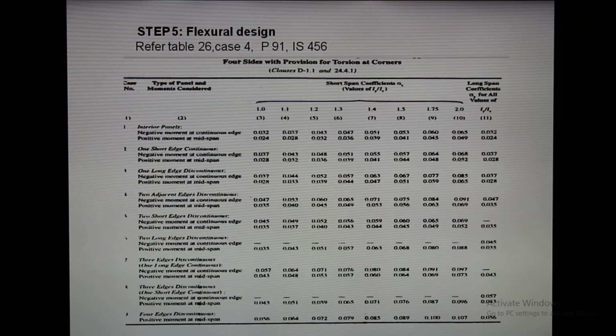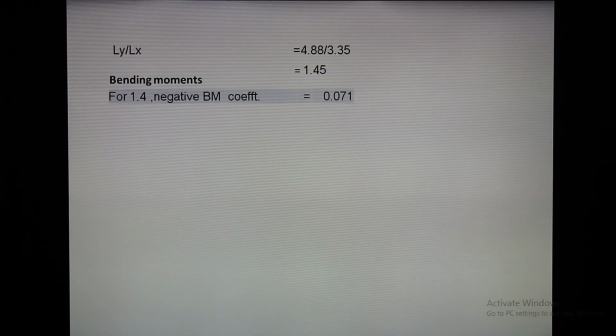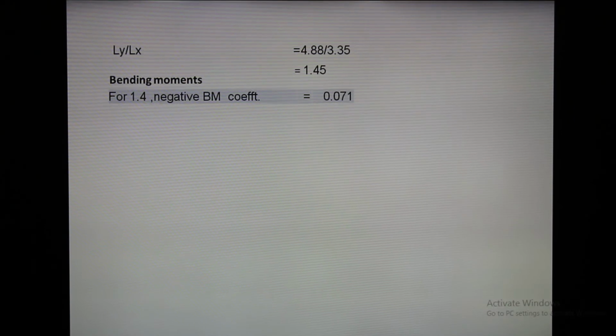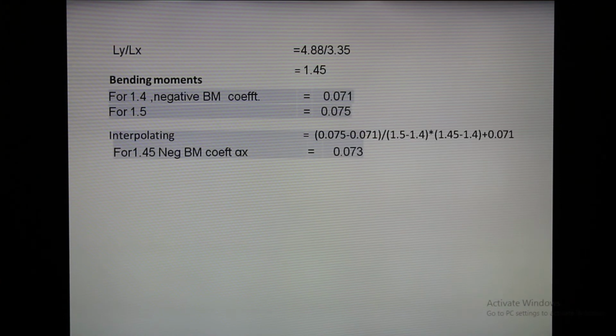Flexural design. Refer table 26 case 4 page 91 of IS 456. This is the table. Here Ly by Lx aspect ratio is 1.45, that is between 1.4 and 1.5. And our case is 4, two adjacent edges discontinuous. We have to take the values for 1.4, 1.5 and interpolate for Ly by Lx 1.45. Now we will find out the bending moment coefficients. Negative bending moment coefficient is 0.071 for 1.4. For 1.5 it is 0.075. Interpolating we get 0.073.